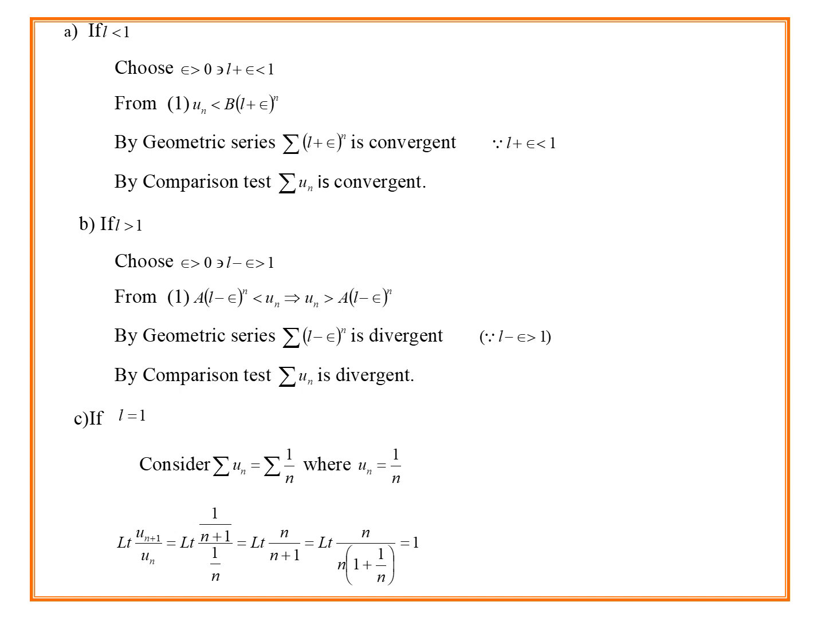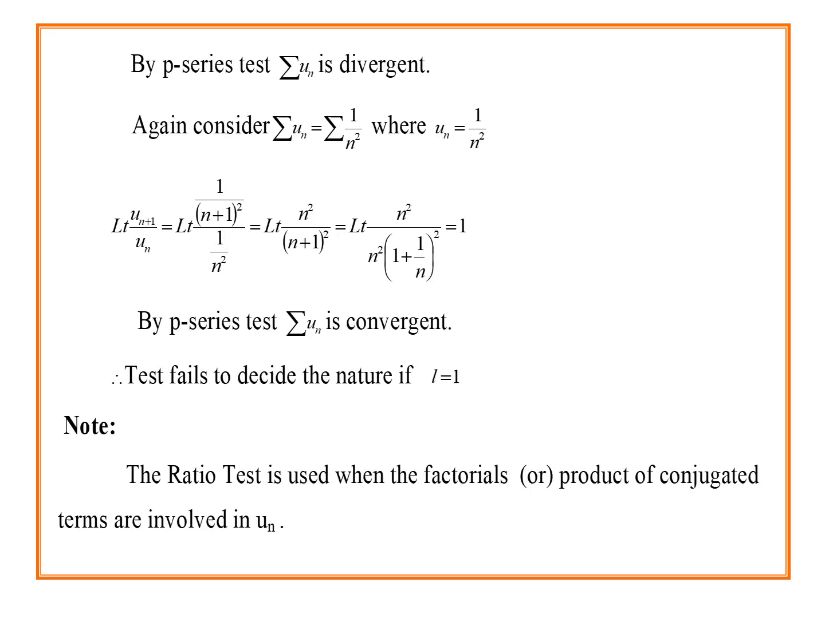Now the third case, if L equals 1. Consider un. What is the un value here? 1 by n, where un is equal to 1 by n. Now we can calculate the limit of u of n plus 1 by un. What is u of n plus 1? 1 by n plus 1, by un, which is 1 by n. Then it can be written as limit n by n plus 1, which is equal to limit n by, in the denominator taking n common, 1 plus 1 by n, and n gets cancelled, so limit 1 by n value 0. So finally we can simplify, we will get that value. So by the P series test, sigma un is divergent.